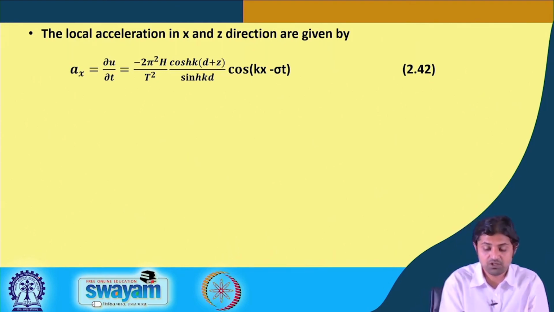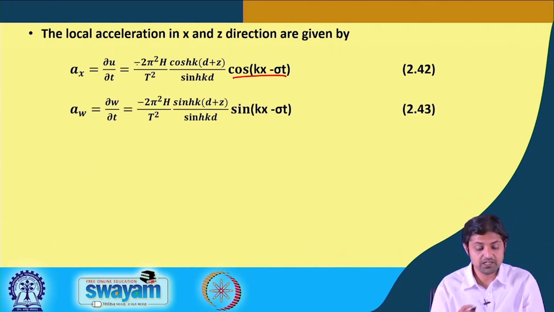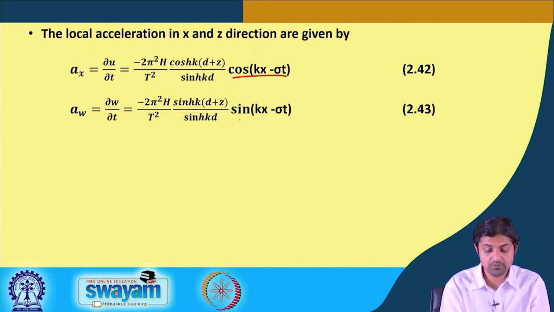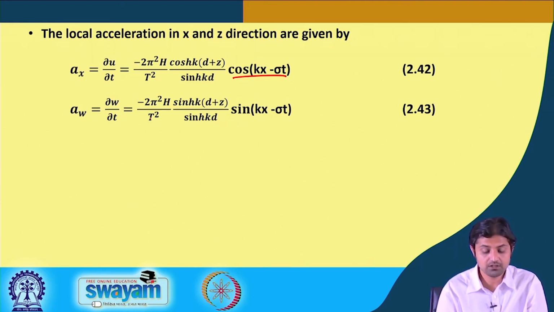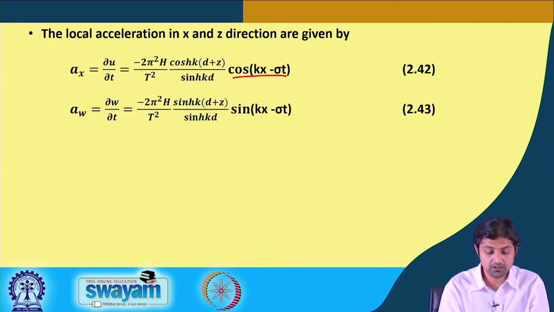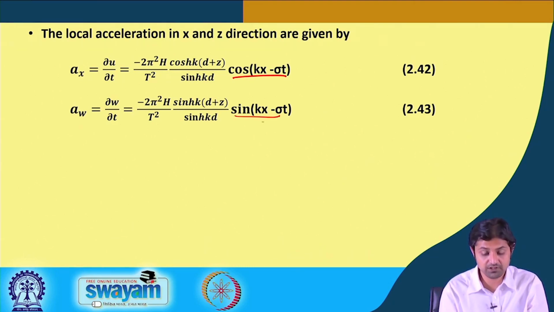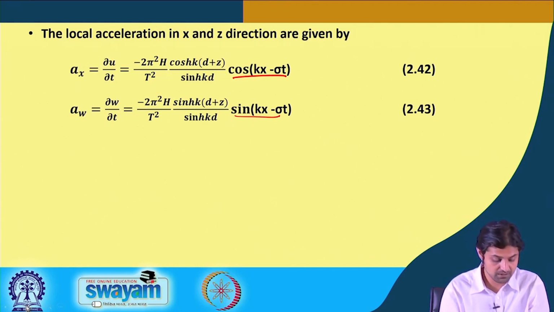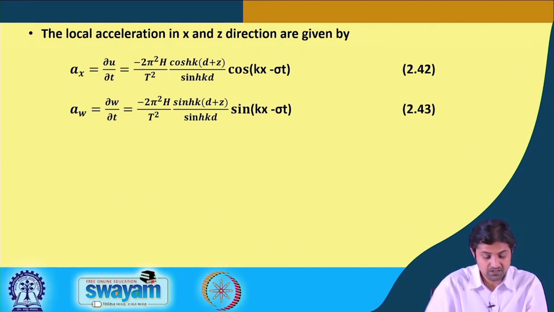So, sin becomes cos here with a negative sign, and similarly Aw will become sin with a negative sign. Sorry, here it was sin, so it becomes cos and there was already a negative sign, and in Aw this cos was there and it becomes sin after the differentiation with a negative sign. All right.